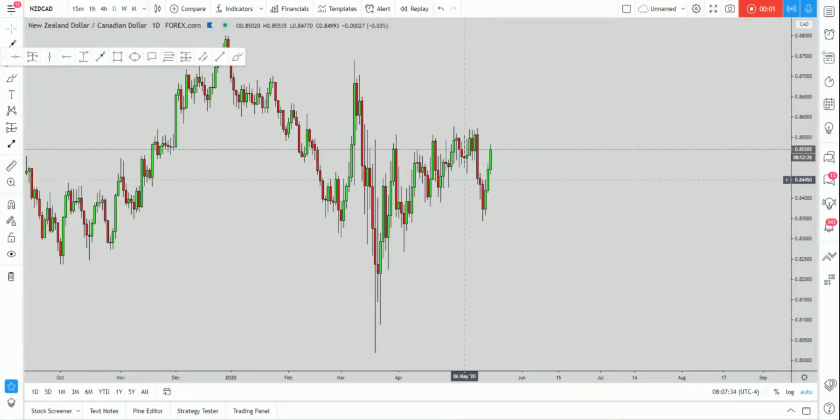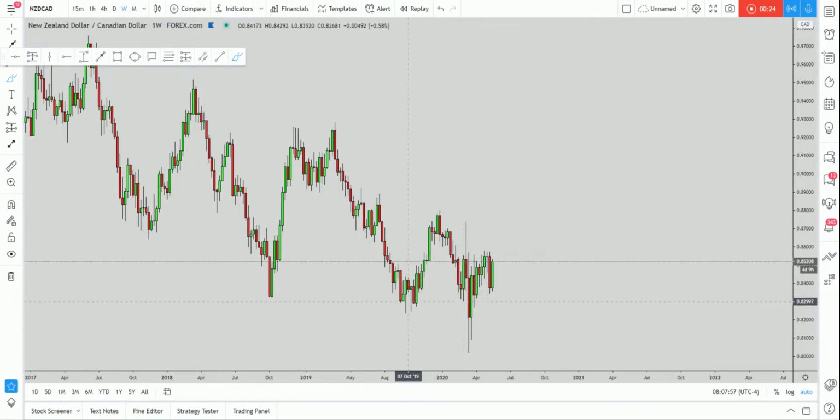Okay, so what kind of situation do we have at the moment from an NZD CAD perspective? Now, if you remember in the last analysis, after this M formation, what did we want to see? We wanted to see the market make a move to the upside and start this nice retracement. Now, why did we want to see the market make this move? First of all, because we had the M as we just said. Second of all, because from a weekly perspective, we do have some pretty strong support at this area.